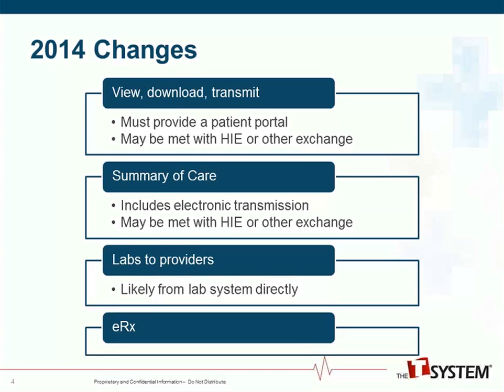Two menu measures in 2014 for Stage 2. One is providing lab results directly to ambulatory providers who use your hospital lab. That's probably likely going to come from your lab system, which may or may not be from the same vendor as your enterprise EMR. And then e-prescribing as well is a menu measure for Stage 2 for 2014. And hospitals can use a standalone e-prescribing system, such as Relay Health or Doctor First, or one that's embedded in with one or more of their EHRs.